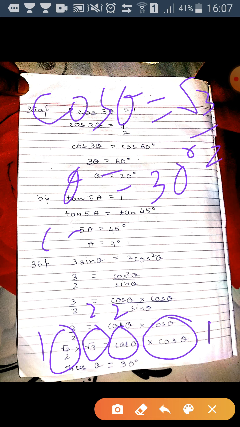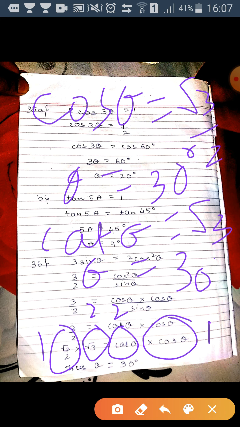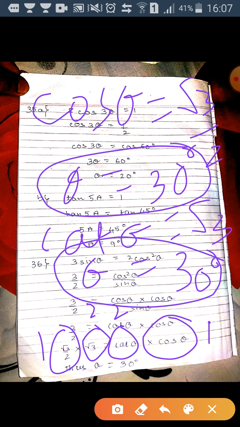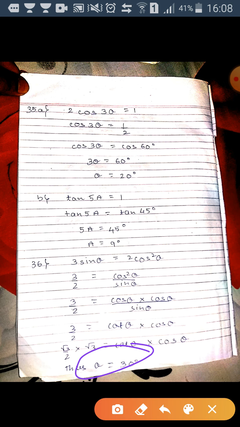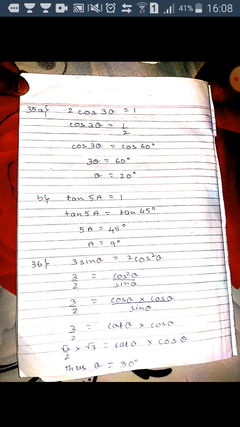If you take cot theta is equal to root 3, yes, cot 30 degree is equal to root 3, so theta will be 30 degree. So in both the cases the value of theta is 30 degree. Yes or no? That's why you will write theta is equal to 30 degree over here. I hope you have understood.